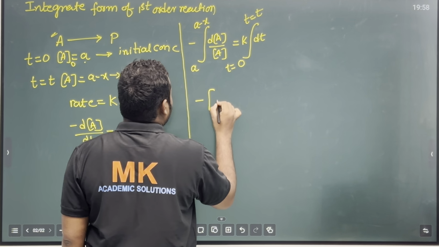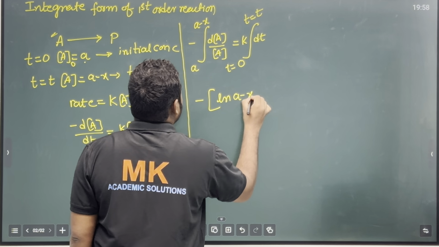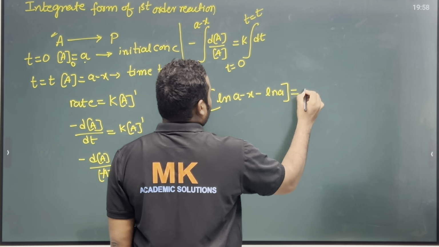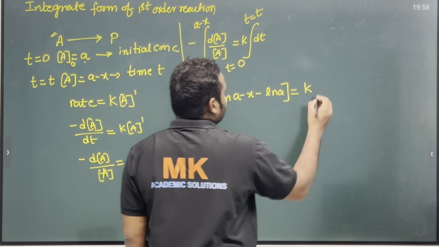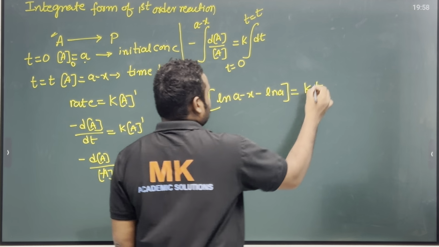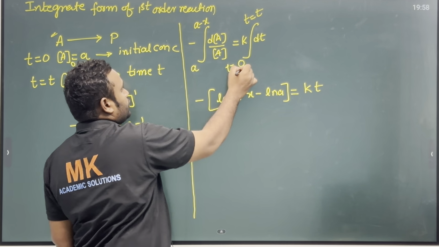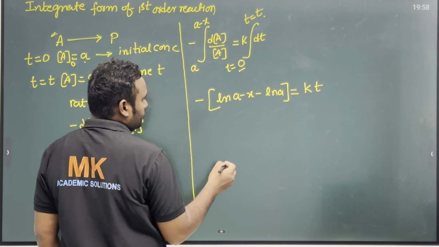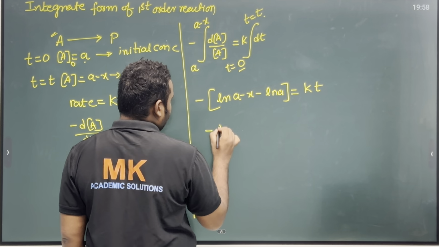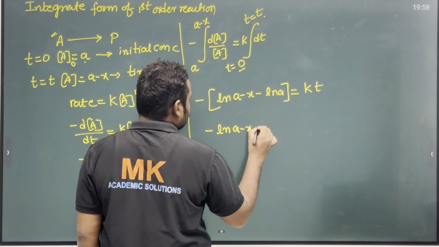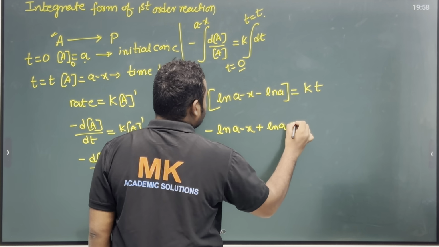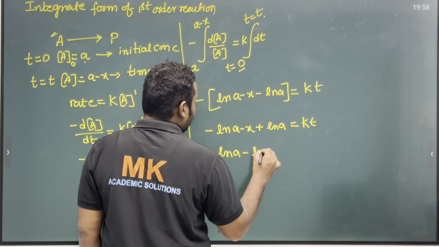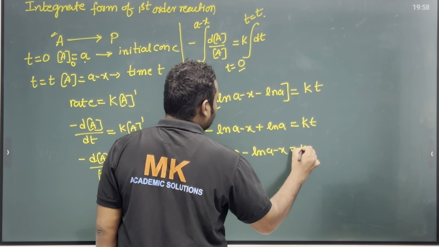Minus of ln(A minus x) minus ln A is equal to Kt. Limit 0 to t means we simply get Kt. Now multiply this minus sign into the bracket. So what will we get? Minus ln(A minus x) plus ln A is equal to Kt, or simply write ln A minus ln(A minus x) is equal to Kt.